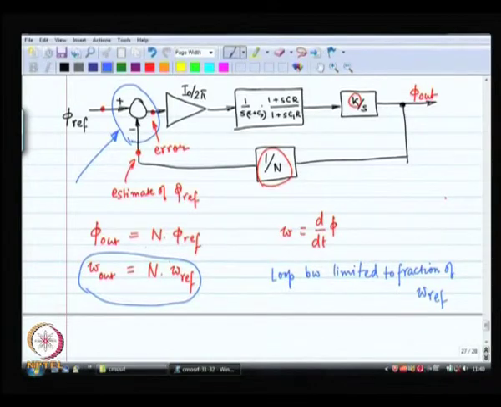I can have a reference frequency of 10 kilohertz, and if n is 1 million, I can generate 10 gigahertz. Right. So, it is something very interesting. I can use a low frequency as far as omega reference is concerned, but I can generate any high frequency as far as omega out is concerned. So, it seems like it is something which could have some utility.